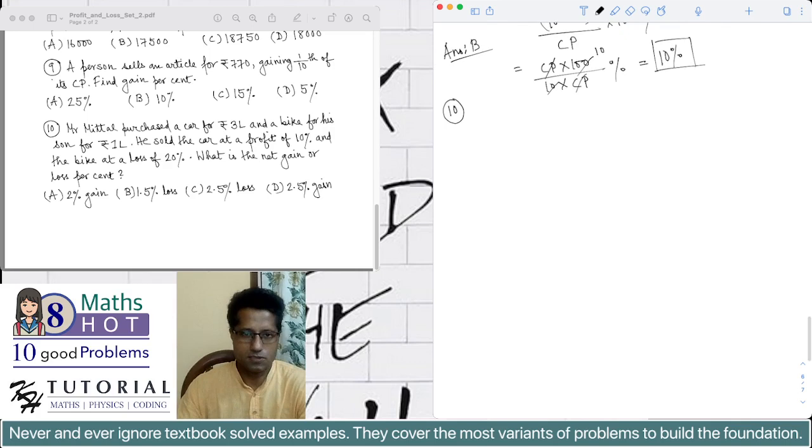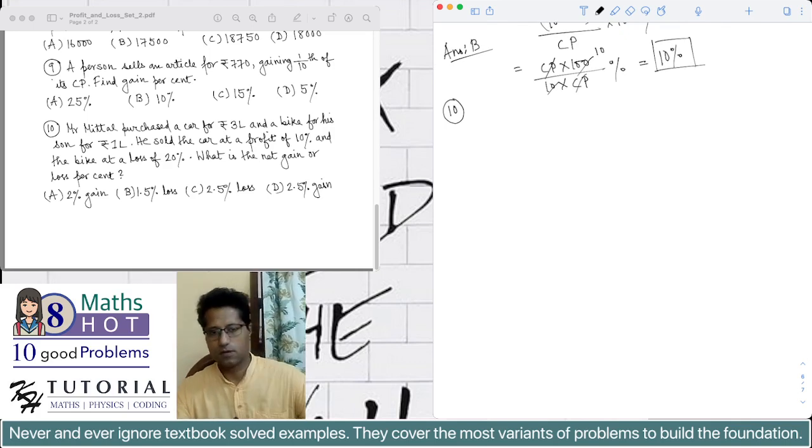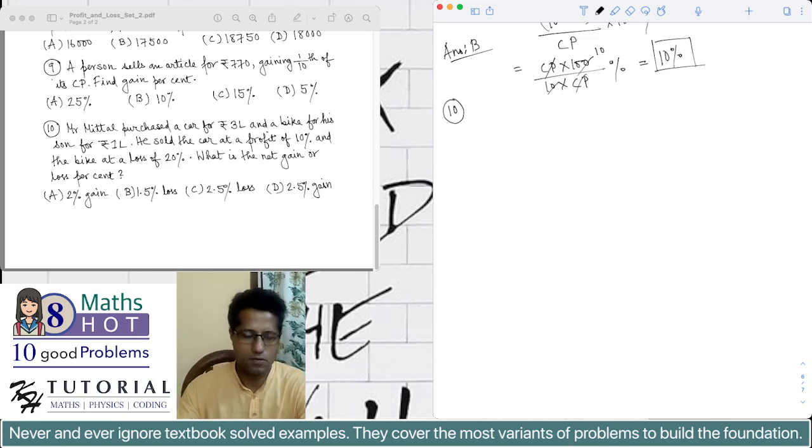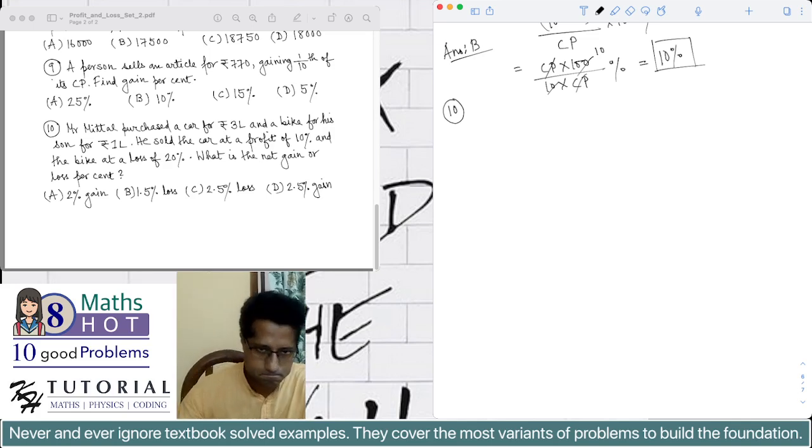Mr. Mittal purchased a car for rupees 3 lakh. The capital L stands for lakhs, 3 lakhs, and a bike for his son for rupees 1 lakh. So he purchased a car for rupees 3 lakh and a bike for rupees 1 lakh. He sold the car at a profit of 10% and the bike at a loss of 20%. What is the net gain or loss percent?